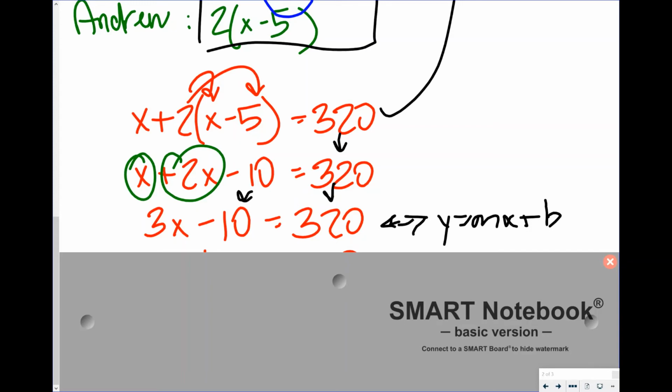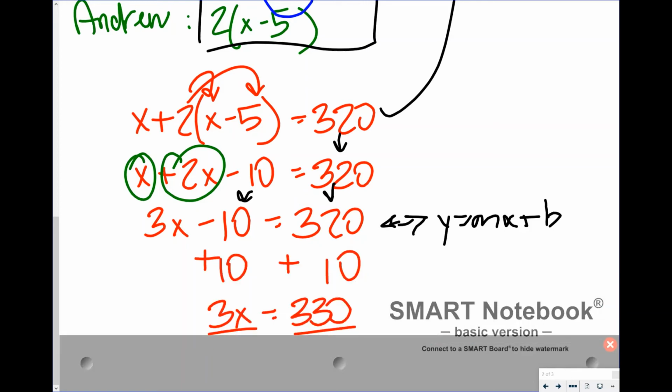Now, what do I need to do here? Well, simple. I need to get x by itself. So I have to add 10 to both sides. So you're going to automatically bring down your 3x. 3x, what's negative 10 plus 10 gets me 0. So you have 3x equals 320 plus 10 is what? 330. So you got 3x equals 330. Let me show you guys.